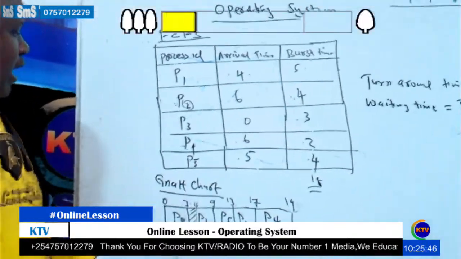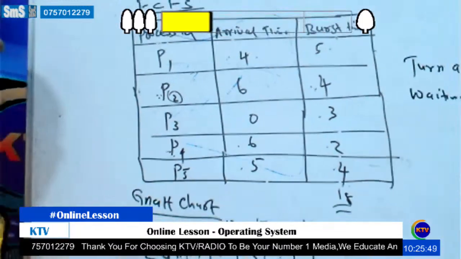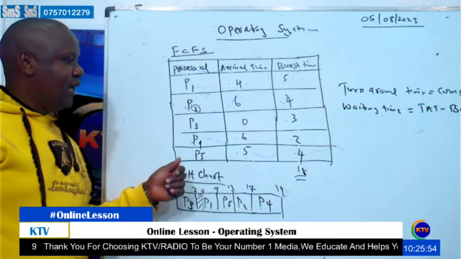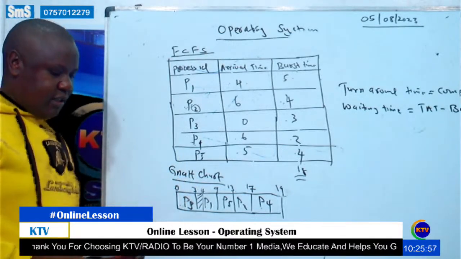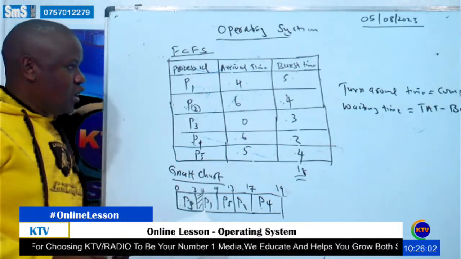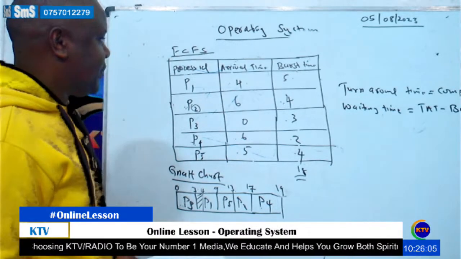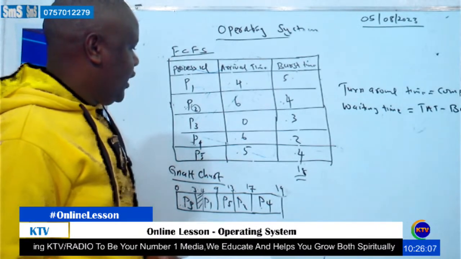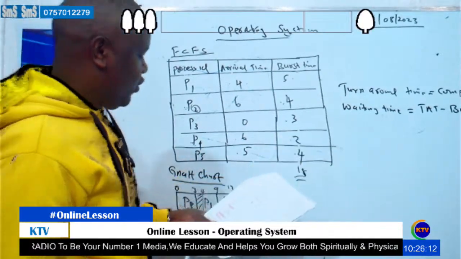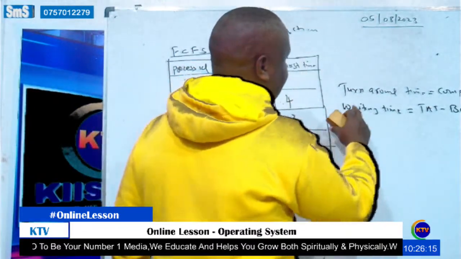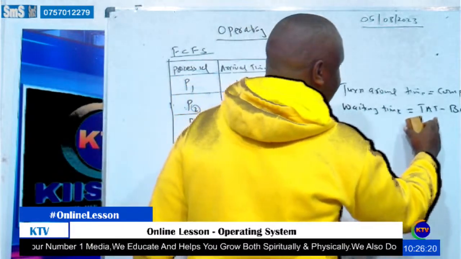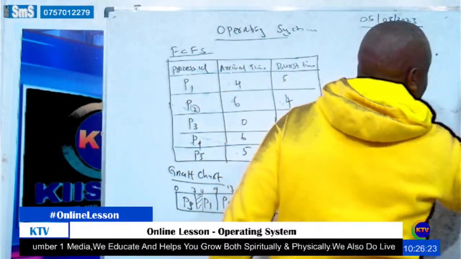Yes. So now that we have the Gantt chart, we are supposed to calculate the average waiting time and the average turnaround time. What we are supposed to do is tabulate. Now that we know the formulas: turnaround time is the completion time minus the arrival time, and waiting time is the turnaround time minus the burst time.